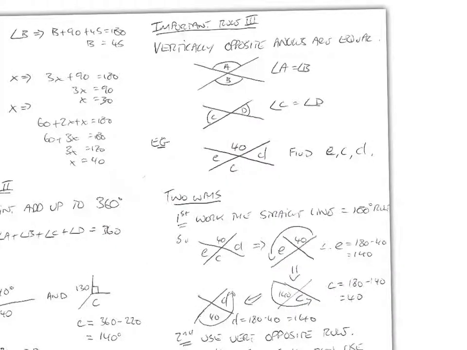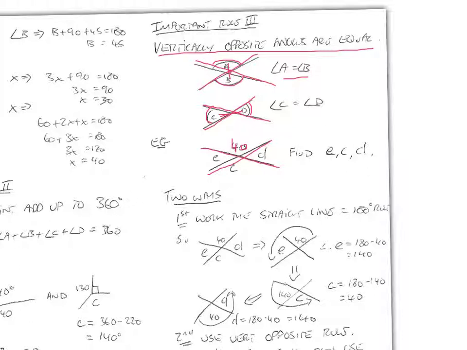And now we look at a third very important rule, and that rule is that vertically opposite angles are equal. So if I have two lines that crisscross, the angle A is equal to the angle B, and that's denoted here. And with two lines that crisscross, the angle C is equal to the angle D. Vertically opposite angles are equal. So look at this example here. We have two lines. We're given one angle of 40, with the angles C, D and E to find.